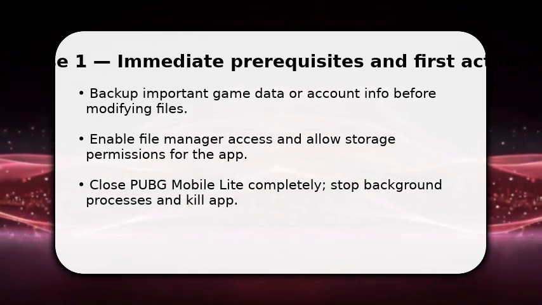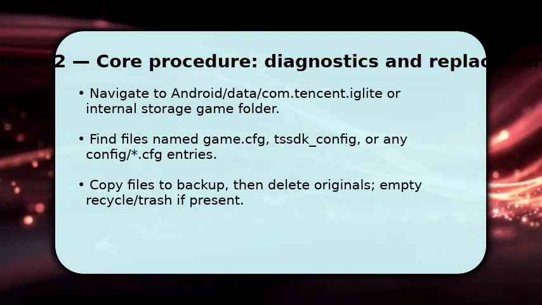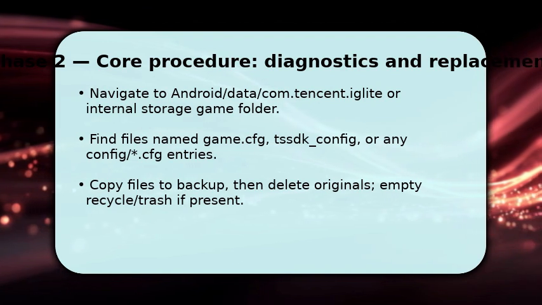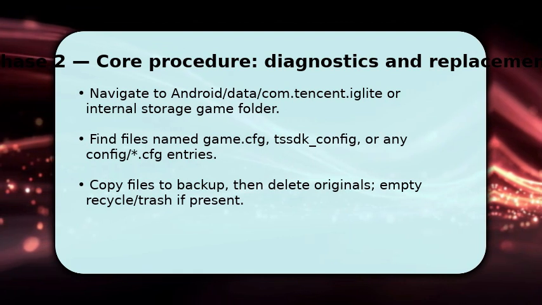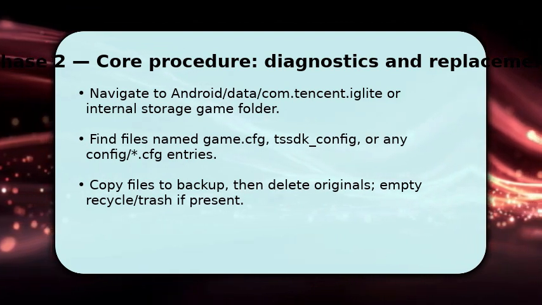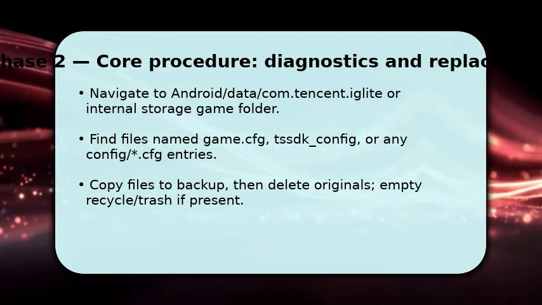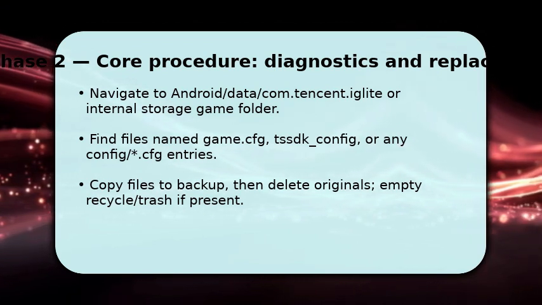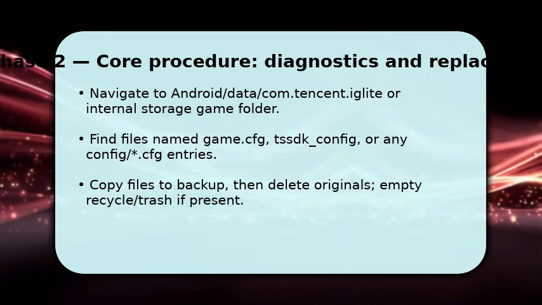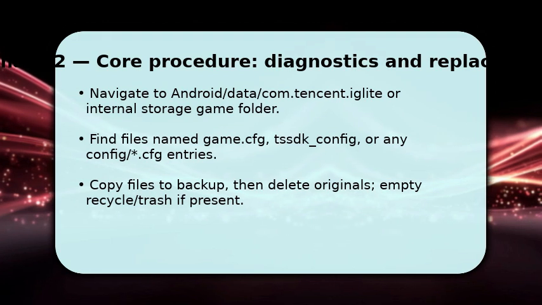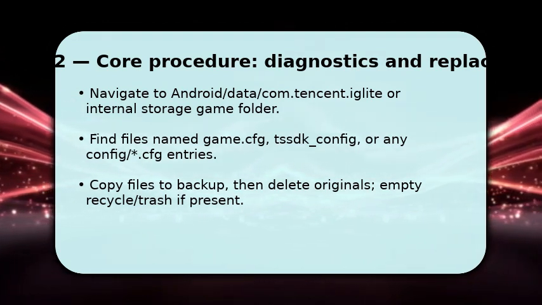You now navigate into Android/data/com.tencent.iglite, or the game's internal storage folder, because that's where config files live. Carefully locate files like Game.cfg, TssdkConfig, or any files in a config folder. These govern settings. Once identified, copy them to a backup location on your device or cloud, then delete the originals to reset settings. After deletion, empty any trash or recycle bin in your file manager, so the game won't.